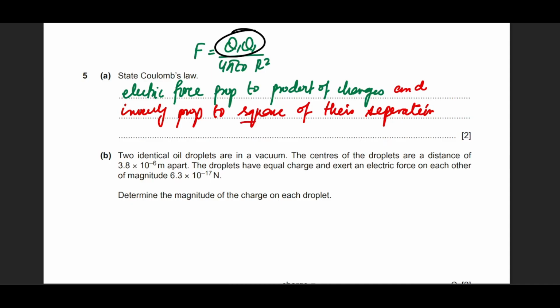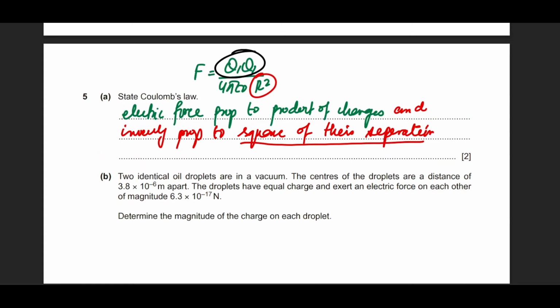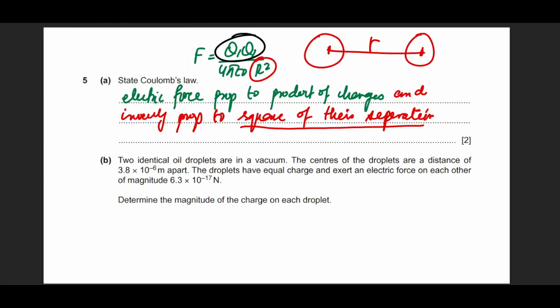Where do we see the square of separation? Is this R square not a square of separation of the charges? Is this not written in terms of English, right? This is that R between the charges, right? So this is just the formula explained in English.